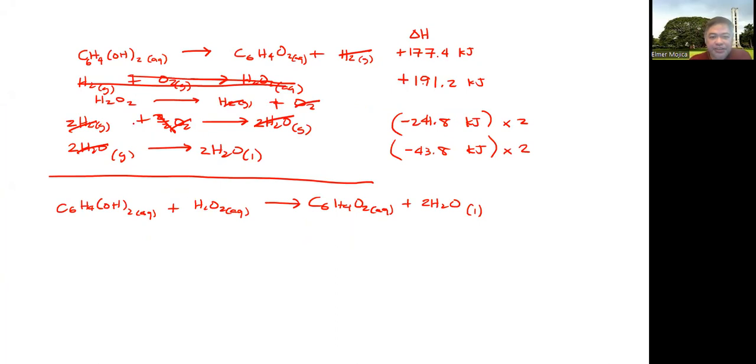So I reverse the second reaction. So I reverse from negative to positive. I multiply the third and the fourth reaction by two. And then I cancel out what is common on both sides. So when I add this, you should get around the answer that is provided, negative 202.6. Please do it yourself. Convince yourself.